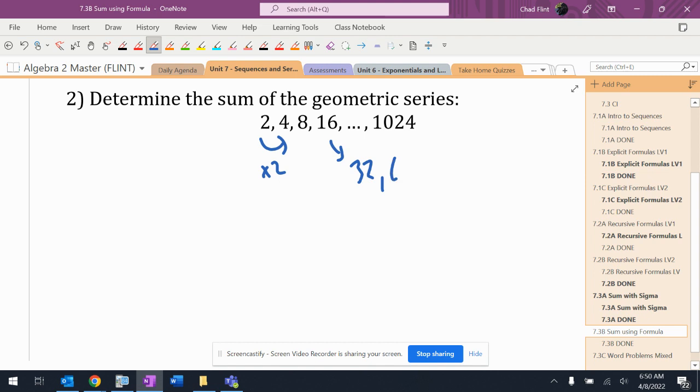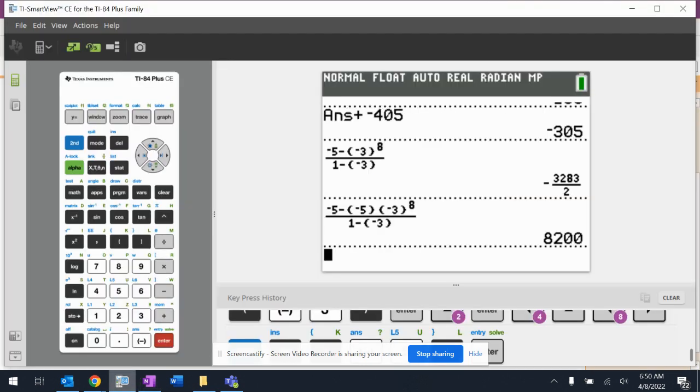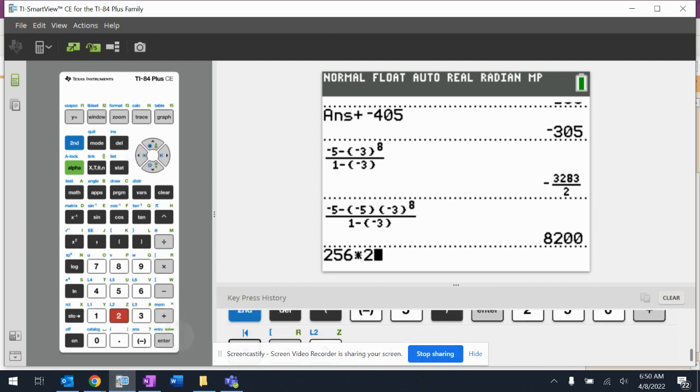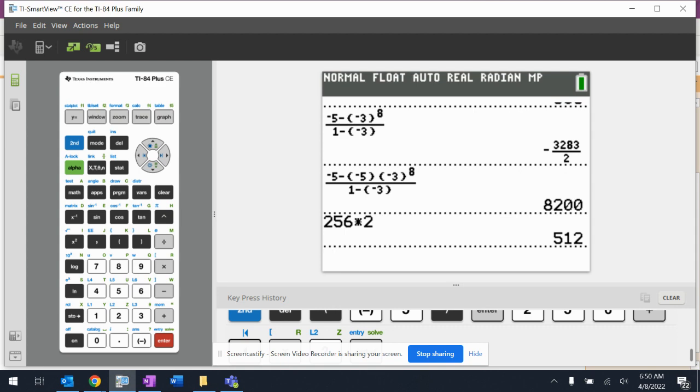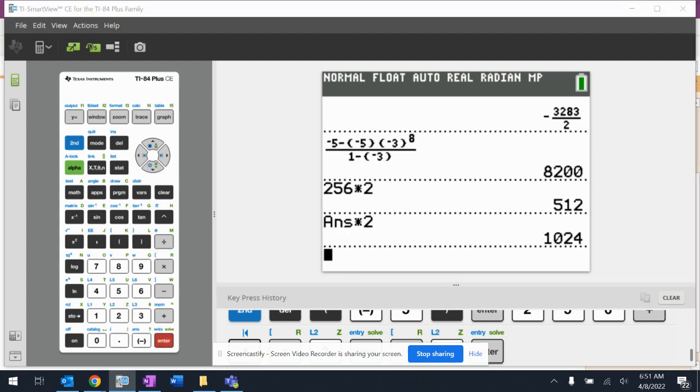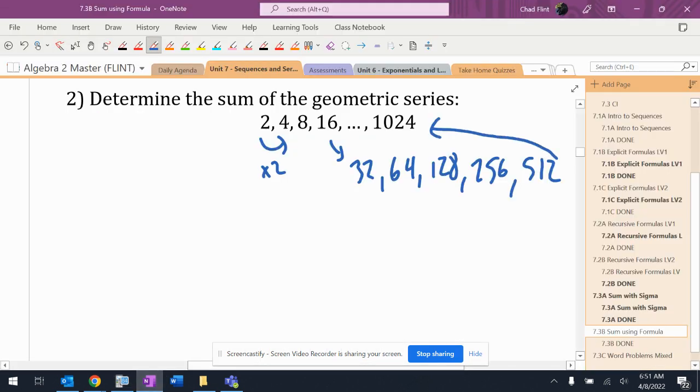So 32, then 64, then 128, then 256, then I think 512 if I do this right here. 256 times, not plus, times 2, 512, and then times 2, 1024. All right, so 512, and then there. So we've got 1, 2, 3, 4, 5, 6, 7, 8, 9, 10.